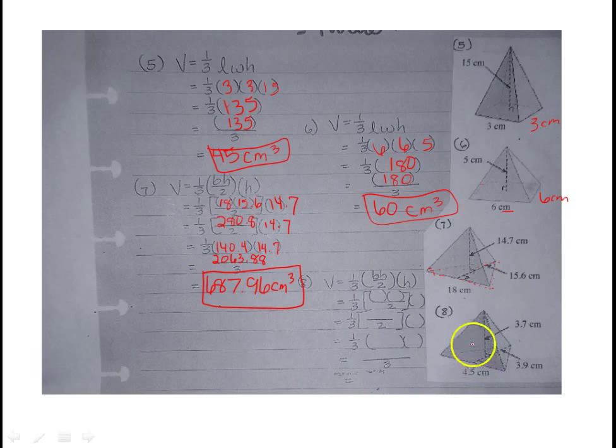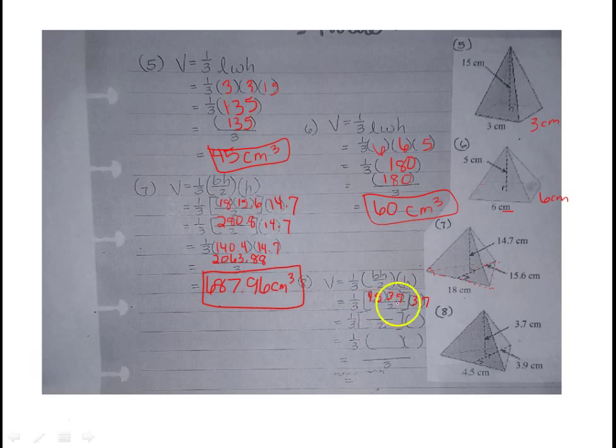All right, and number 8, you have a triangle as the base. So you're going to have to find the area of this triangle first. Then you're going to multiply it by the height and divide it all by 3. So let's find the base, 4.5. The height of that base is 3.9. And the height of the entire figure is 3.7.